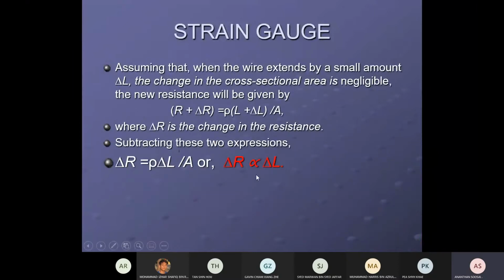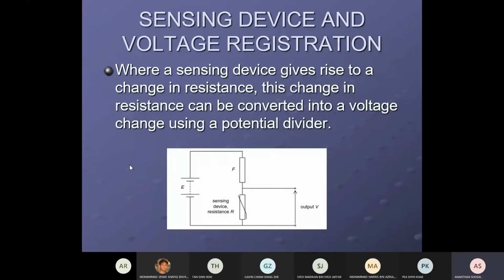Okay, this is R plus the change of R. The change of R is rho, the change of L over A. The greater the extension, the greater the change in resistance. So these are the 4 sensors.